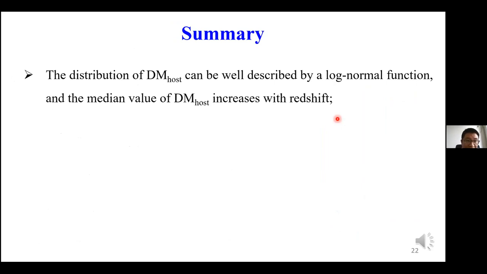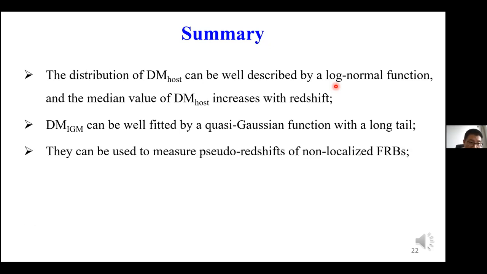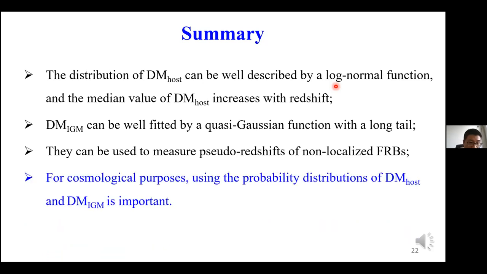I will give a summary. The distributions of DM-host can be well described by a lognormal function, and the median value of DM-host increases with redshift. The DM-IGM can be well fitted by a quasi-Gaussian function with a long tail. They can be used to measure the redshift of non-localized FRBs. For cosmological purposes, using the probability distributions of DM-host and DM-IGM is important. Thank you.